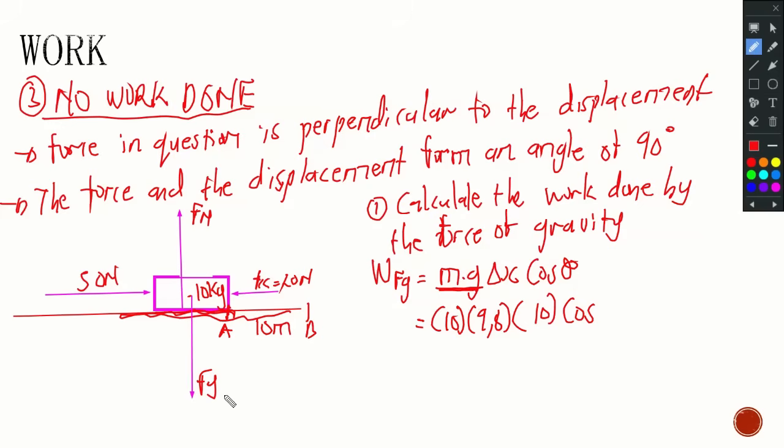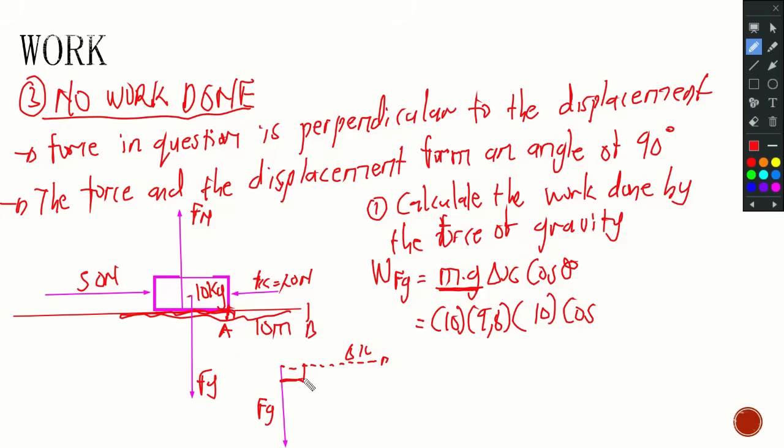Now look at this. Considering the drawing, this is a gravitational force going down like that. And then our displacement, since our object will be moving to the right, this is the displacement. Now this is displacement, this is gravitational force. What is the angle that will be formed between the displacement and the gravitational force? As we check here, we can see that those two lines are perpendicular to each other.